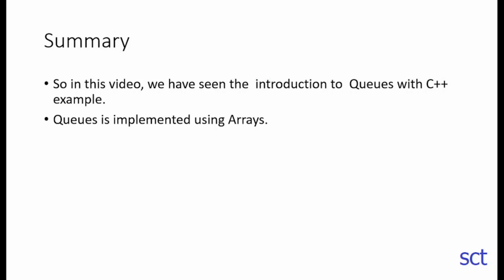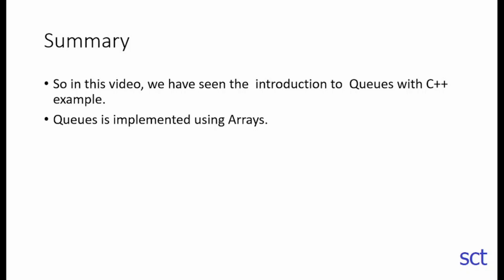In this video we have seen about the queues in C++, the implementation of queues in C++, and queue is implemented by using arrays. So here in this video we are not looking at the big O notation, because since we are using arrays, there will not be much difference in the big O notations.